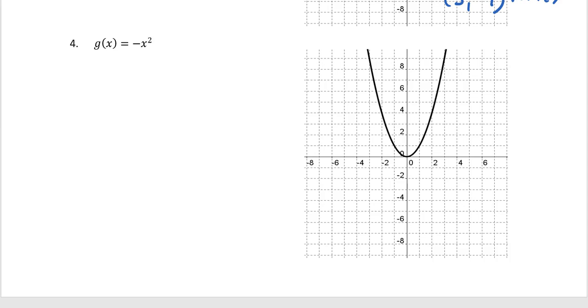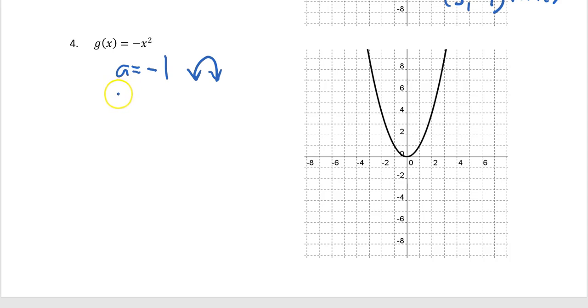Moving on to number 4, we have g of x equals negative x squared. That's all it is, negative x squared. Nothing added to it, nothing subtracted from it. So the number in front of x squared happens to be a silent negative 1 this time. So a is negative 1, which means that our parabola is going to open down. Whenever a is negative, your parabola opens down.